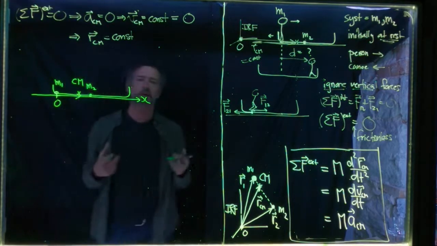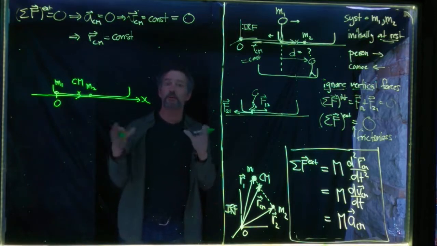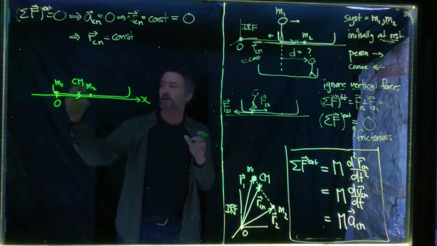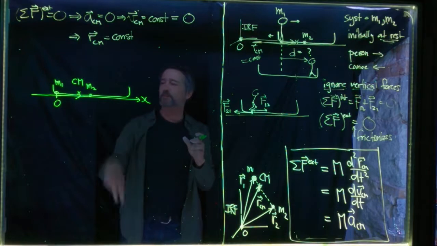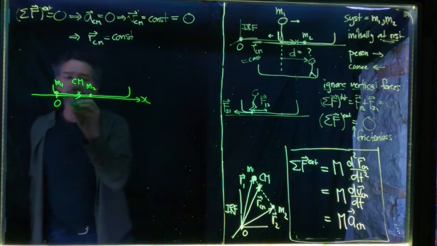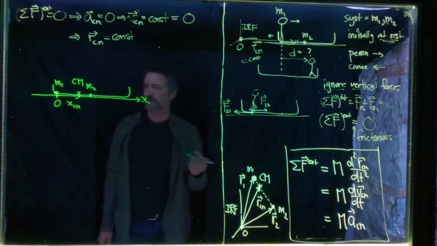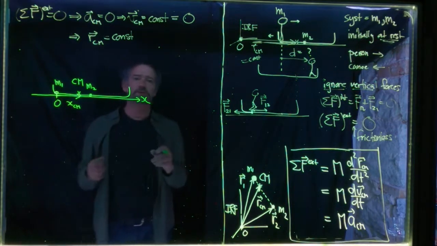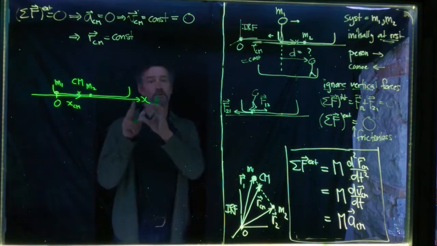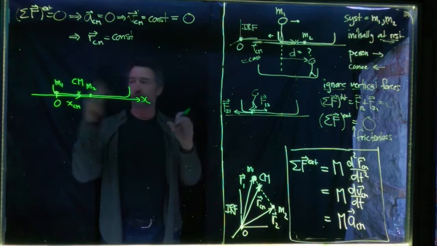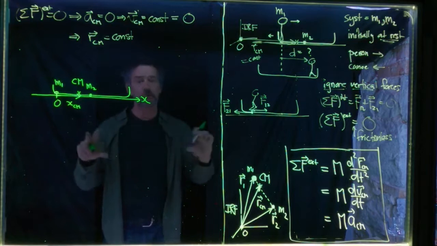So that's RCM. Now, of course, RCM is a vector. It has x, y, and z components, but clearly in this case the y and the z components are 0. We're just interested in the x component of the center of mass vector. We want to figure out what XCM is. And so how do we do that? RCM in general is a mass-weighted sum of positions of the objects relative to O divided by the total mass.